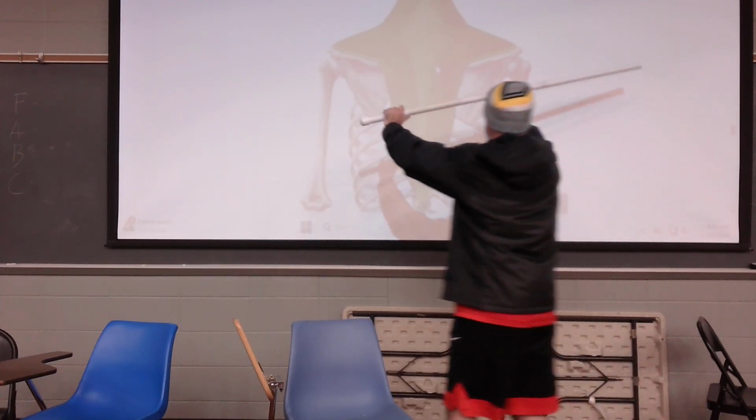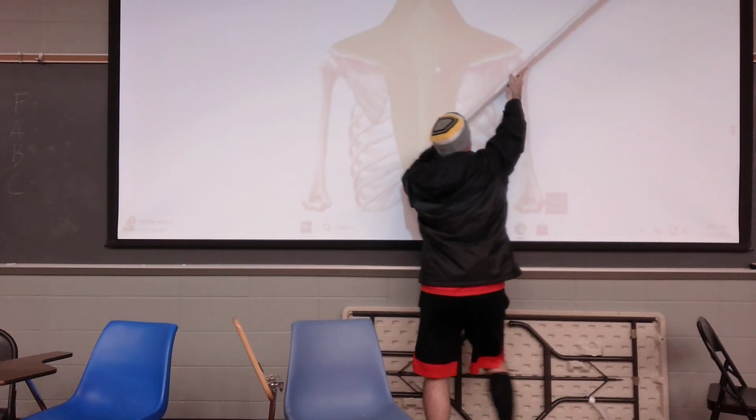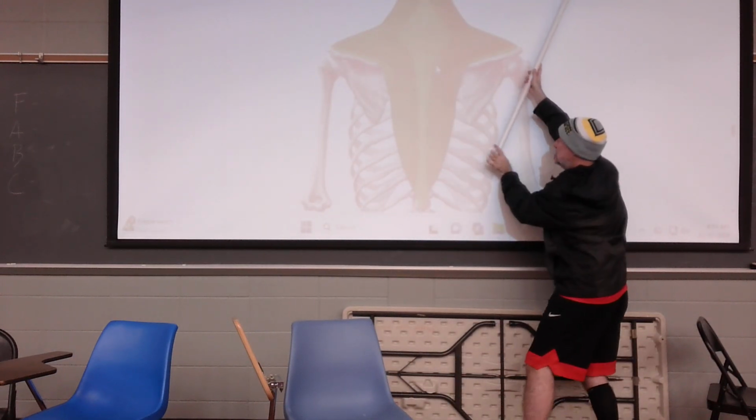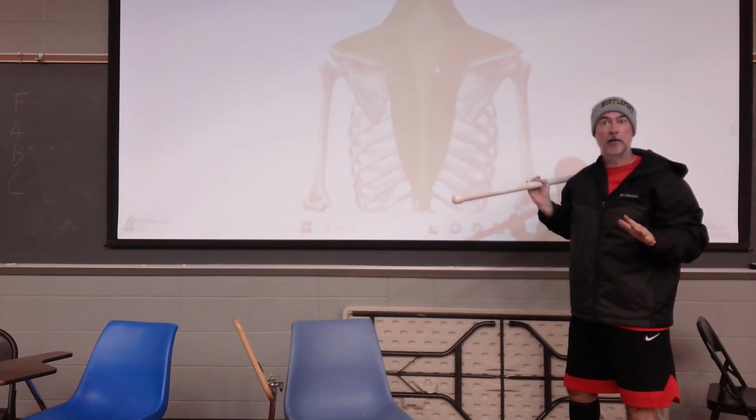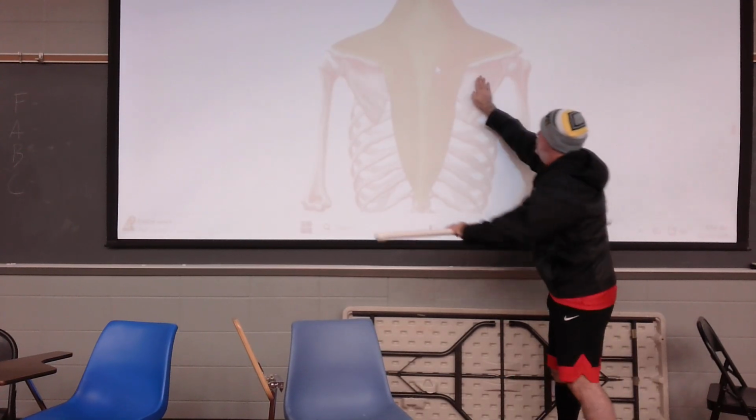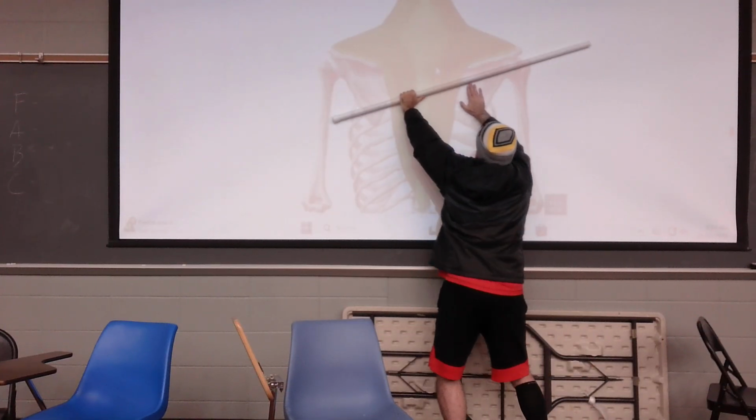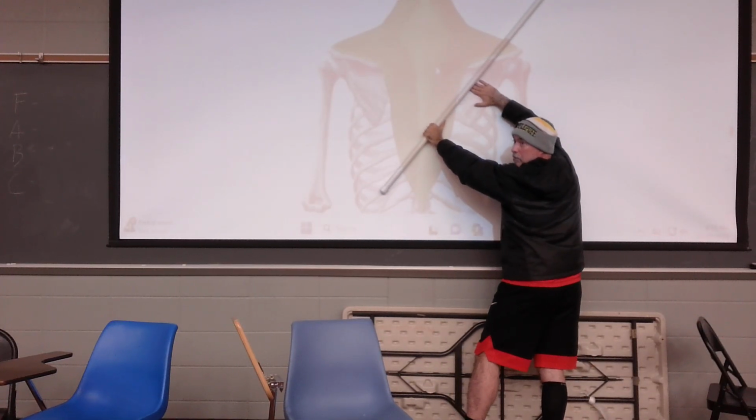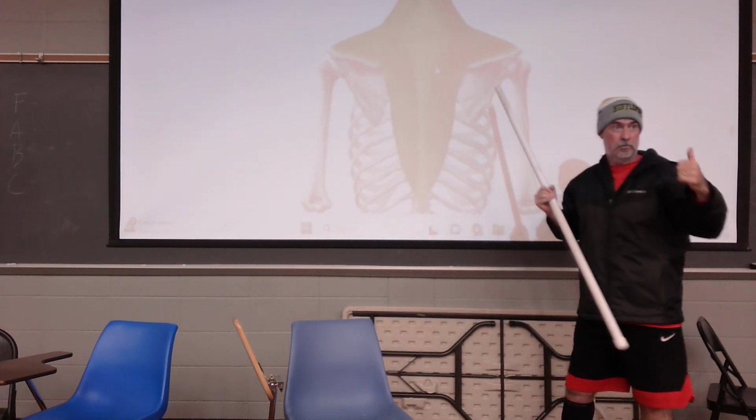But if this is the right scapula, we know that upward rotation is this and downward rotation is that, if we're just looking at the spine. Upward, downward. Cool? Okay.